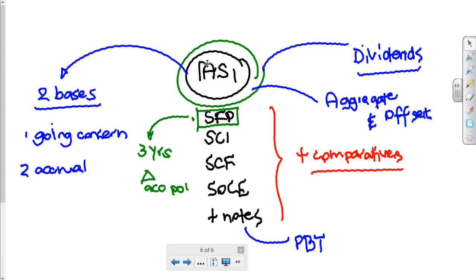It used to be that every country had their own GAAP, their own accounting standards. South Africa had, when I was at varsity, when I learned standards, our standards were called AC1 or AC whatever, accounting standard 1, those were the South African accounting standards.